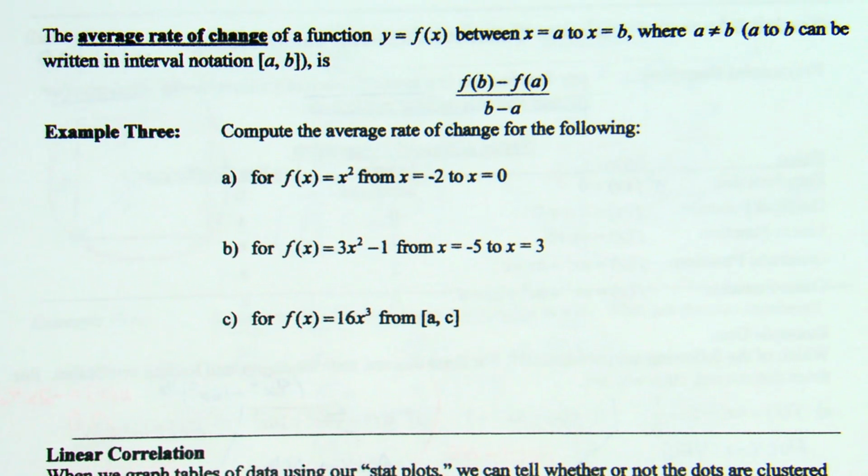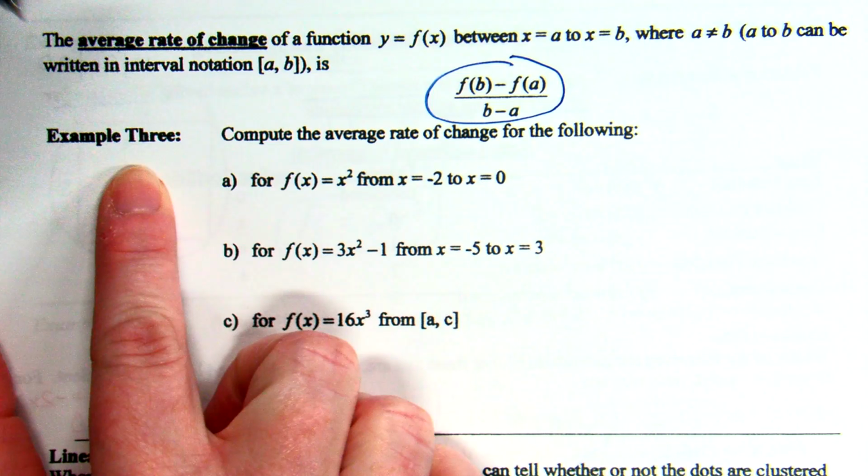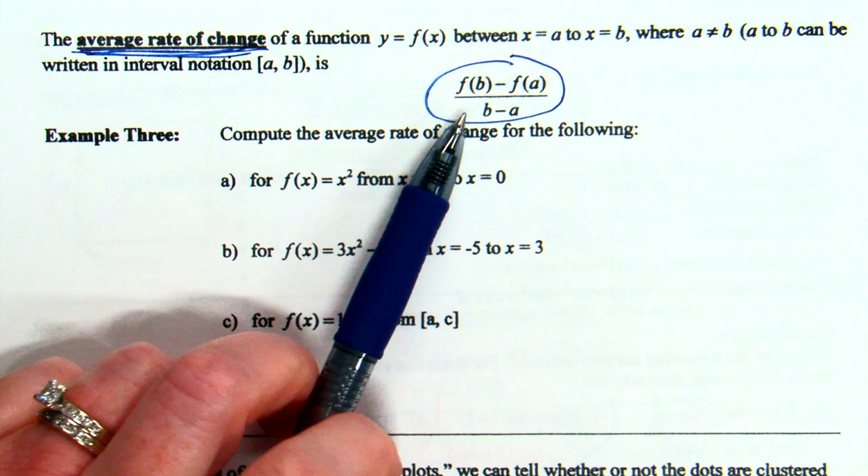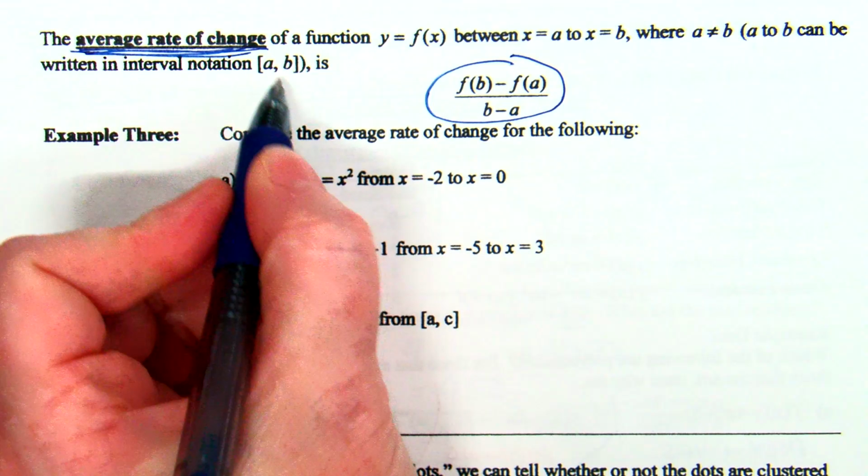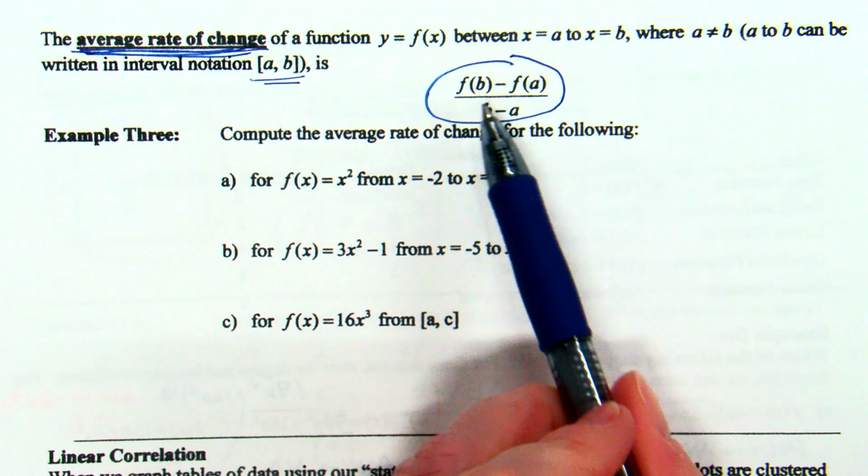The average rate of change of a function, y equals f of x, between x equals a to x equals b. So that's your interval, where a and b are not the same. Because if a and b are the same, there's no interval. Can be written in interval notation from a to b. And this is what we're going to use for average rate of change. Okay? So when we talk about average rate of change, we're using this formula here, based on the interval a to b. F of b minus f of a over b minus a.